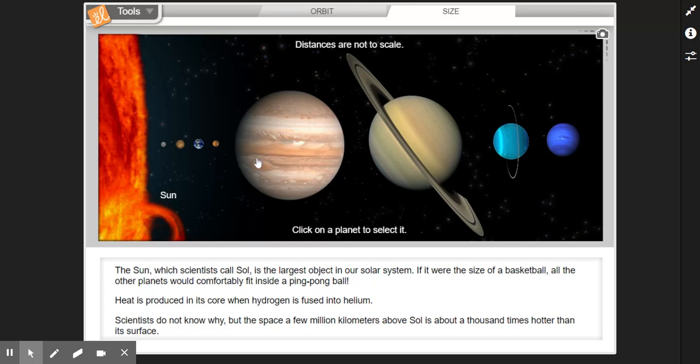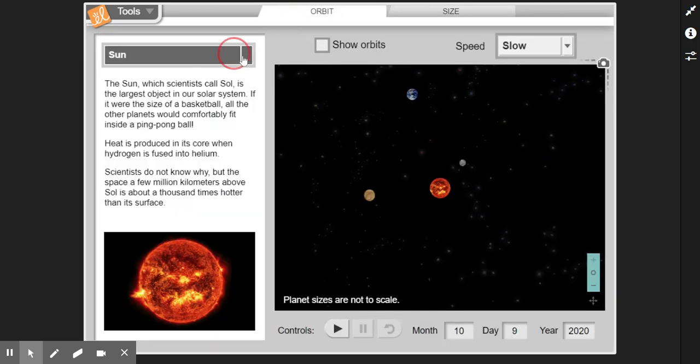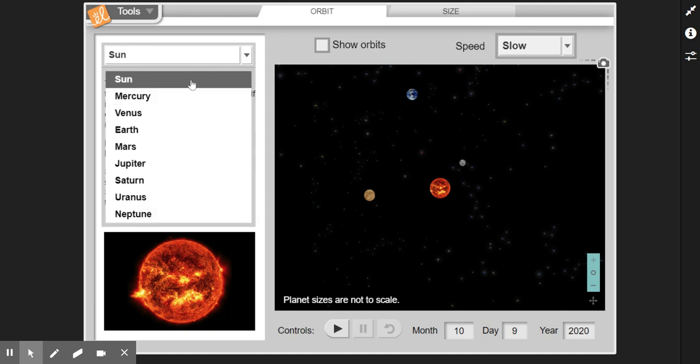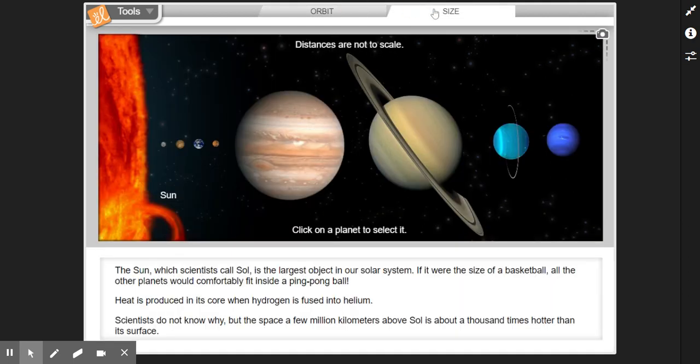All right, so these 2 planets right here are about the same size. You can kind of see that these inner ones are much smaller. We got the big 2 huge ones here, and then these guys are medium sized. Now I'm going to go back to orbit for a second, just so you know, you guys, you can go through and learn all sorts of different things about the planets over here. And then we're back at size, and here you can click on a planet to select it. Okay, and we are at the sun.